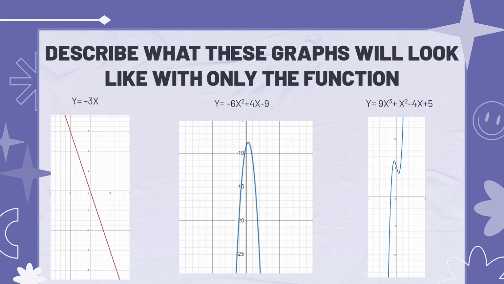And for the last function, we can see that it is falling to the left while rising to the right, because it has an odd degree while maintaining a positive leading coefficient.